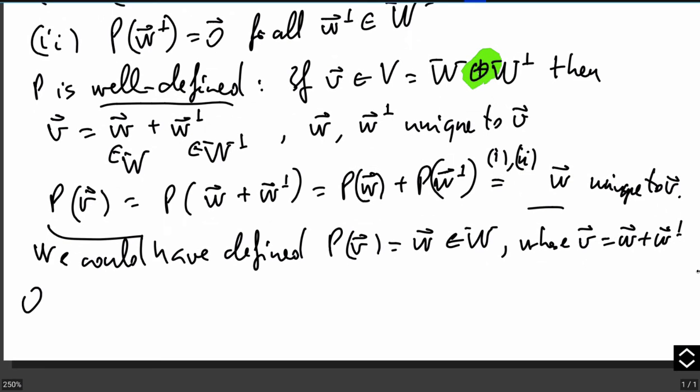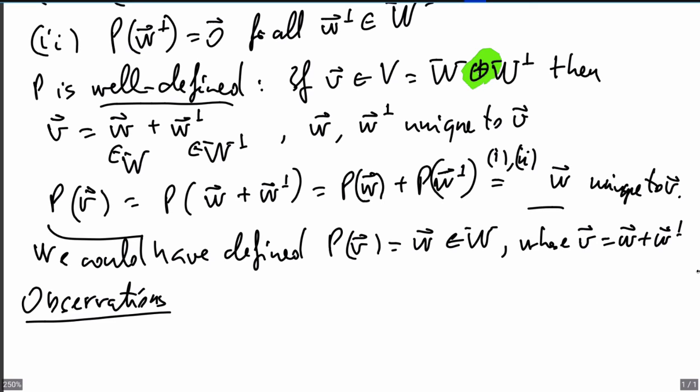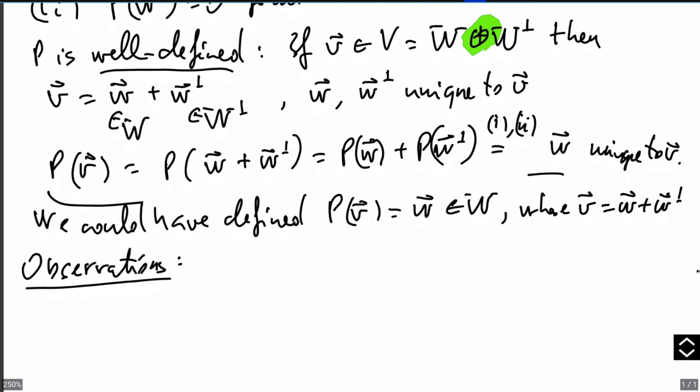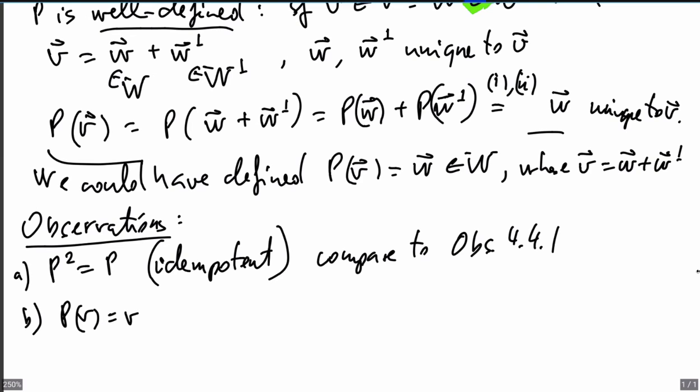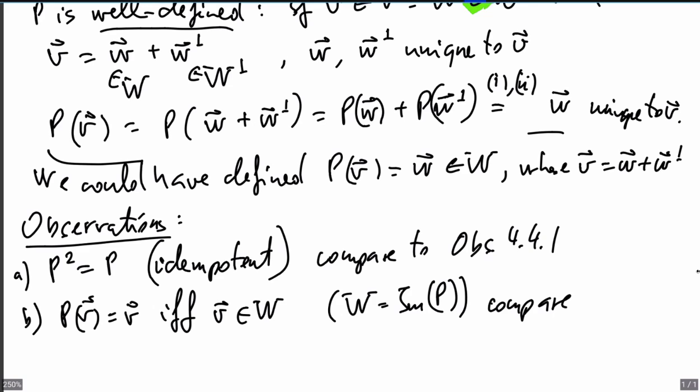it would turn out that this is the same projection that we had before. We also have several observations that we will not prove. We just write them down because these are actually very simple and we already did this before. We had that P squared equals P, which means it's idempotent. And compare this to observation 4.4.1. We also have that Pv equals v if and only if v is in W. What this actually means is that W is the image of P. And compare this to observation 4.4.1. Actually, these are all part of it. This was also in observation 4.4.1.